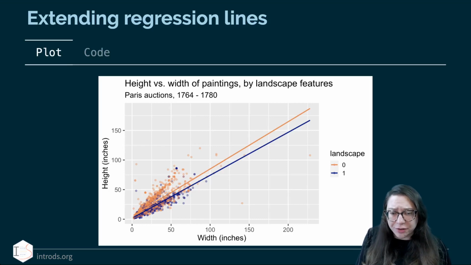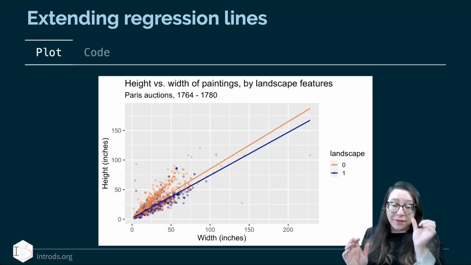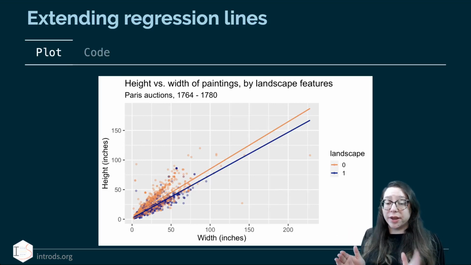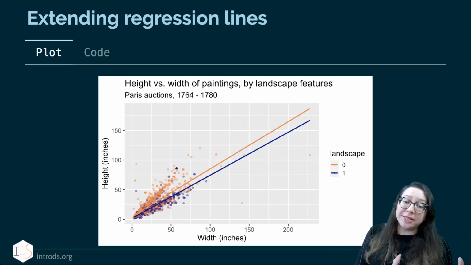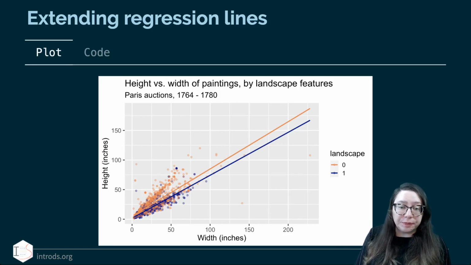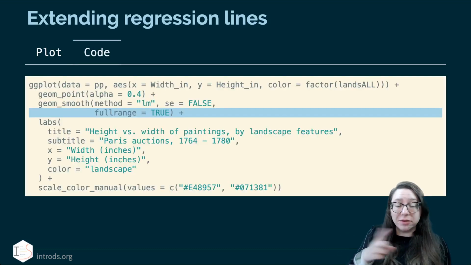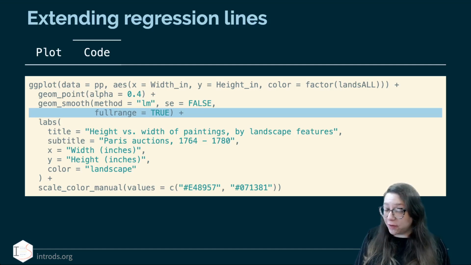But in general, when we're looking at retrospective data like this, we do want to be very careful about extrapolation, and generally you will hear don't extrapolate because we really have no evidence that the relationship between height and width for the paintings that have landscape features and that are between 0 and 100 inches wide necessarily holds for paintings that are much bigger than that in width. If you want to get those lines to extend out completely in the geom smooth function, there's an argument called full range that is false by default, but you can turn that to true.